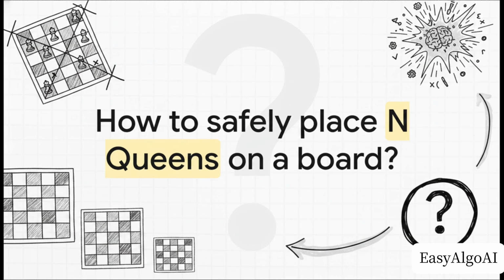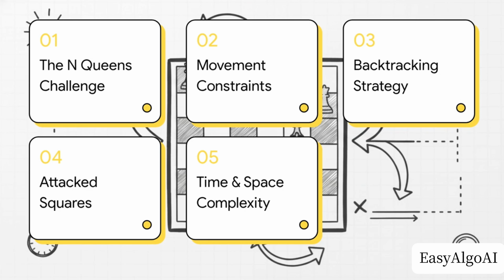It's a fantastic puzzle. To actually solve it programmatically, we have to find the exact number of distinct configurations where absolutely no two queens can attack each other on an n-by-n chessboard. Now, I know that sounds super simple on the surface, but trust me, as that board grows, the mathematical complexity just absolutely explodes. Here's our roadmap for the explainer. We'll start with the n-queens challenge, look at queen movement constraints, dig into the backtracking strategy, figure out detecting attacked squares, and finally, wrap up with time and space complexity.